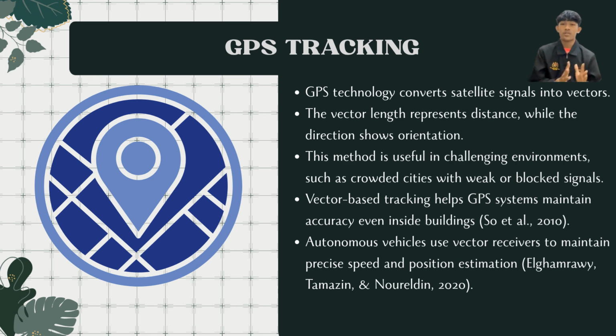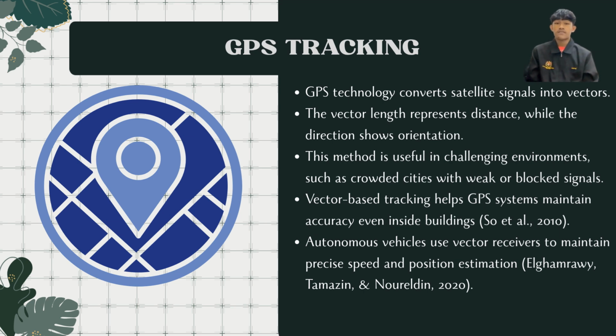This distance can be represented mathematically as a vector. In the vector form, the magnitude of the vector is represented by the distance between the satellite and the receiver, while the direction is represented by the orientation of the signal in three-dimensional space.